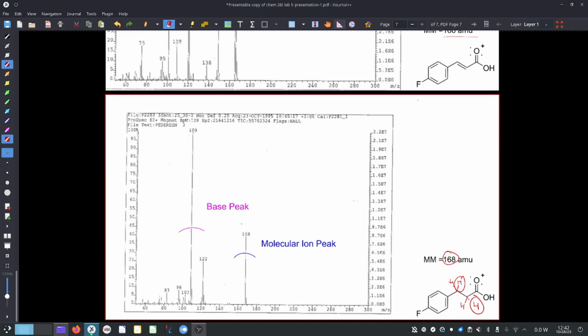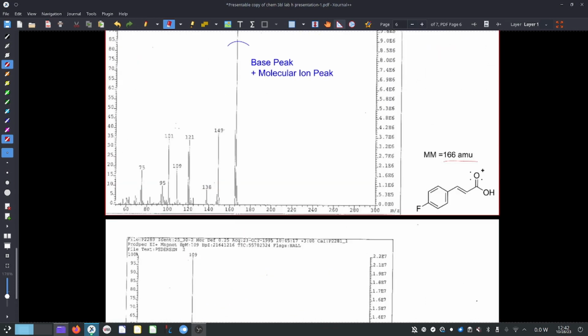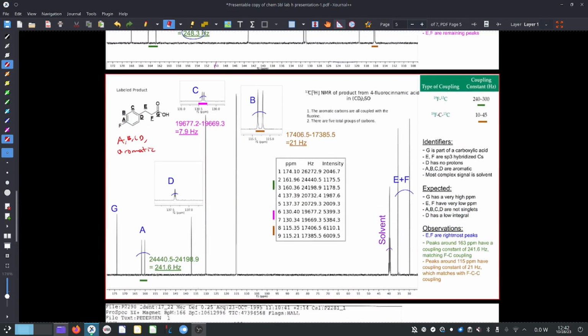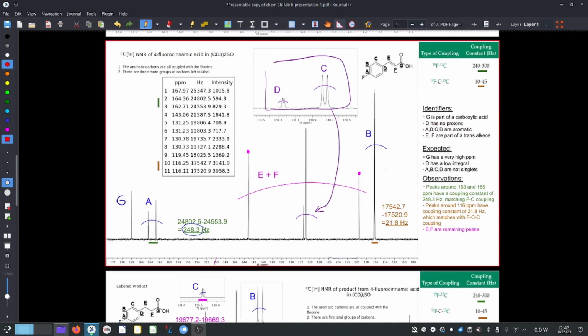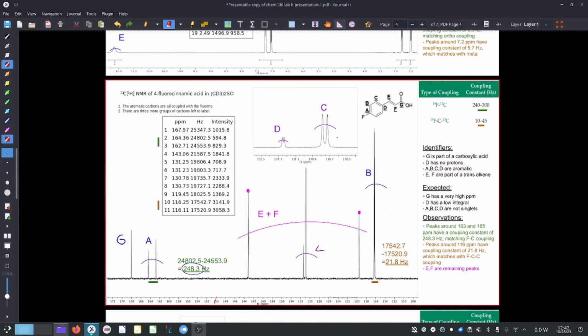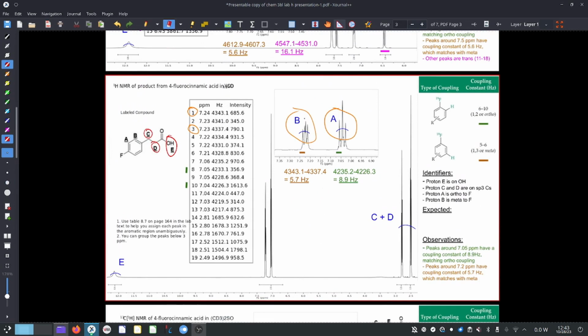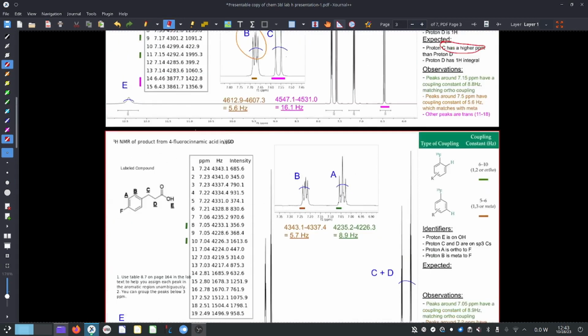So this has been a run-through of the mass spec and NMR spectra from lab 36, the chemoselectivity lab for fluorocinnamic acid. The main goal was to see which product we made, and through our NMR analysis we can tell which peak is which. We can tell that fluorine is part of it. We can tell differences between before and after the hydrogenation.